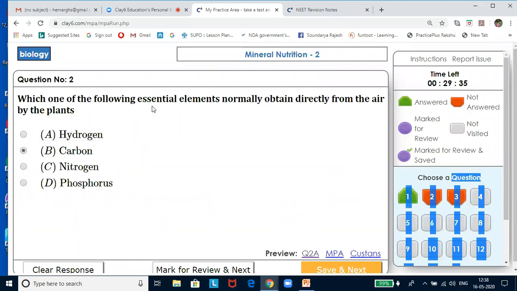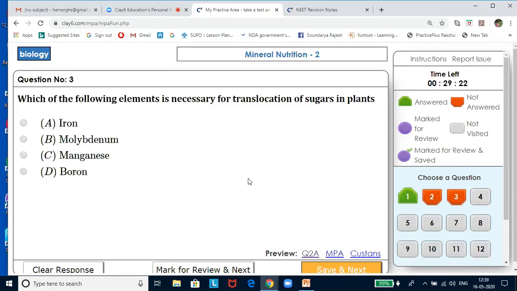Which of the following essential elements is normally obtained directly from the air by the plants? It is carbon. Which of the following elements is necessary for translocation of sugars in plants? So if you look at it, it is boron.